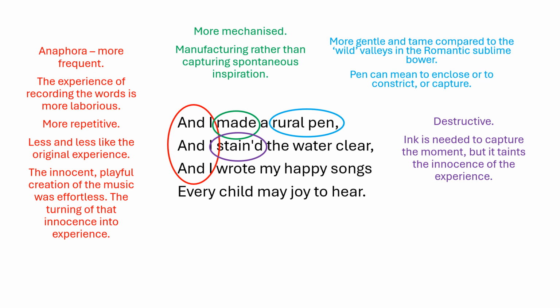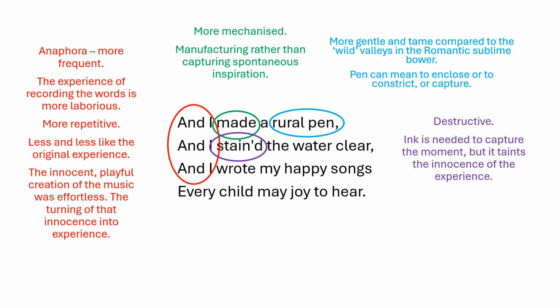It taints the innocence. So it's almost like by writing the poem about that innocent experience, it actually takes some of the innocence away from it. It's one of the most impossible things that an artist can do, to create something that's completely unadulterated without their own art tainting it in some way. So when it says I stained the water clear, it's almost like that image itself has been stained, has been tarnished, has been destroyed in some way.